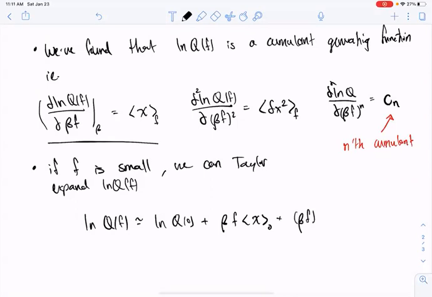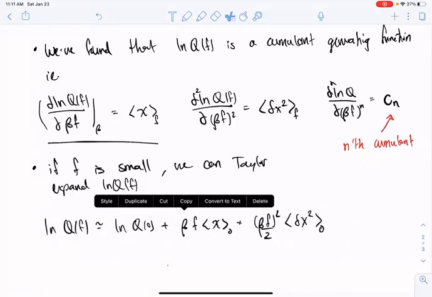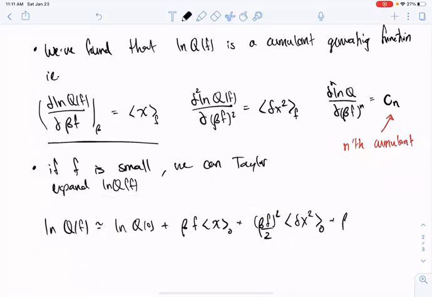Similarly, at second order, we would get a second derivative of the log of the partition function evaluated at 0, which would report on the variance in the absence of the force. Third order, you guessed it, will be dependent on the third cumulant evaluated in the absence of the force, and we could continue if we really, really wanted to.